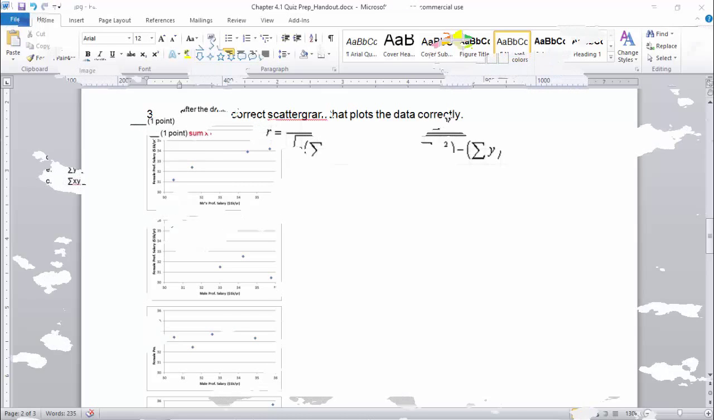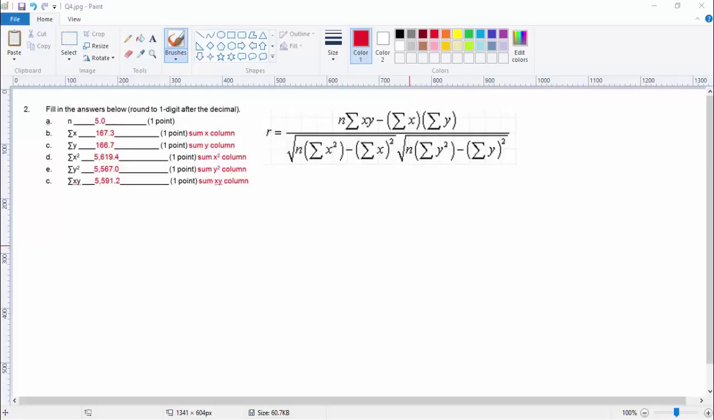Okay? All right, here we are. So we're all ready to calculate R. On the left side, we have the ingredients for R here. And on the right side, we have the huge, ugly R formula.